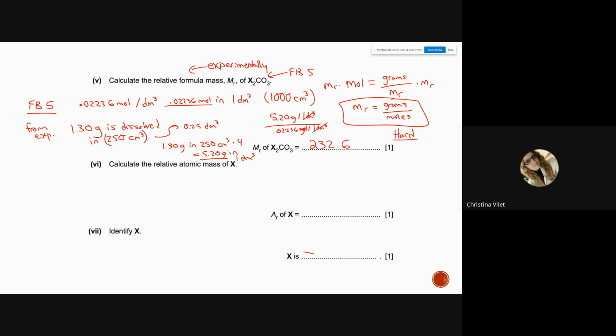Once you have this, can you figure out what the relative atomic mass is? Yes. What would you do? Find the AR of CO3. Perfect. So you know that this is 12. You know that this is 16 times 3, which is 48. So altogether that adds up to 60. So we know that the CO3 part is 60 out of how much? 232. So you would do 232.6 minus 60, which is 172.